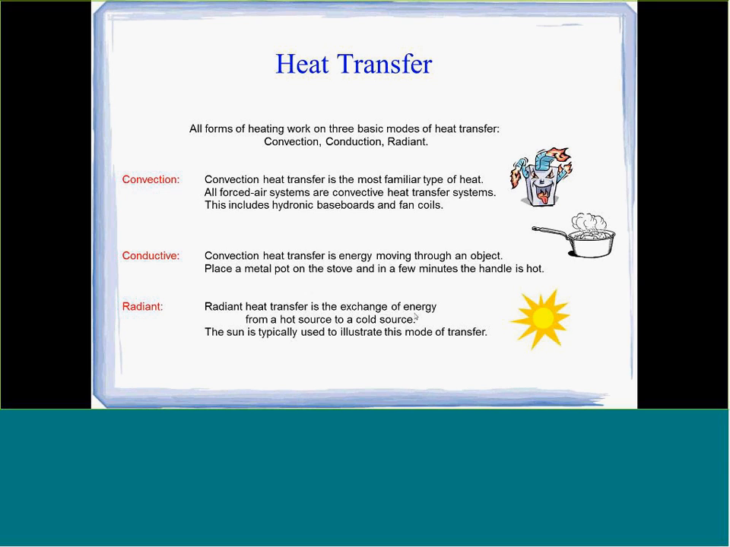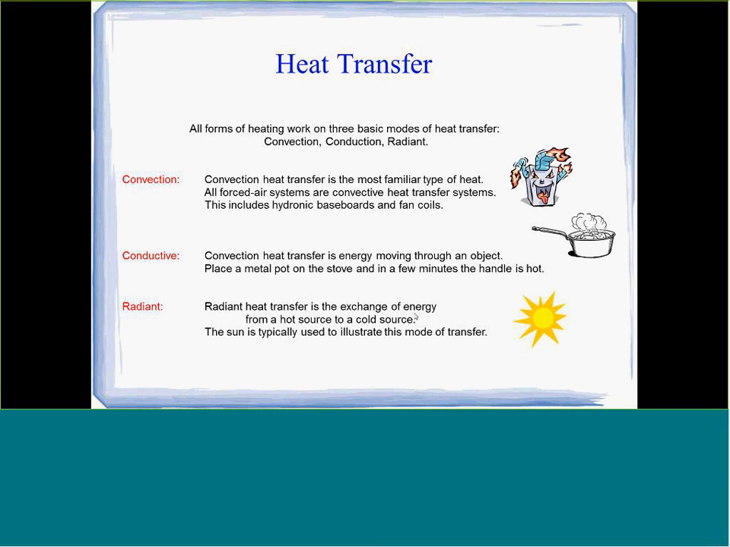Think of a metal pot on a stove. As the burner heats up, the pot gets hot, and if you've got a metal handle, you're going to get burnt when you pick it up. So that's conductive heat, which means anything that's touching the floor surface in a radiant system will warm up. So all of your furniture, anything that sits on the floor, will be warm to the touch.